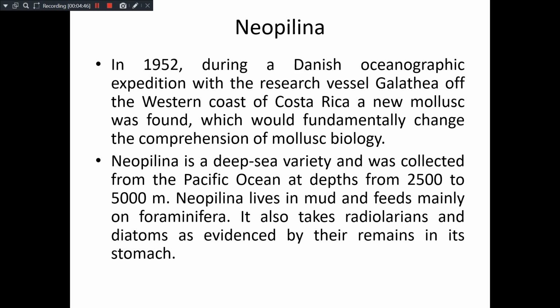Neopilina is a bottom dweller. It lives in the mud and feeds mainly on protozoans, especially foraminiferans. It can also eat radiolarians and diatoms, as they could see when the gut content was analyzed.